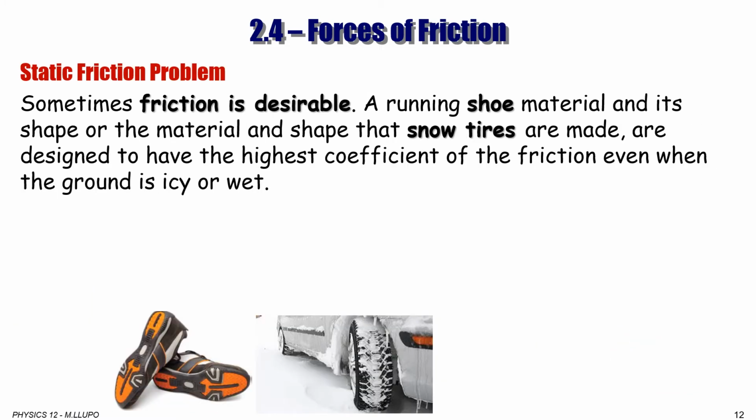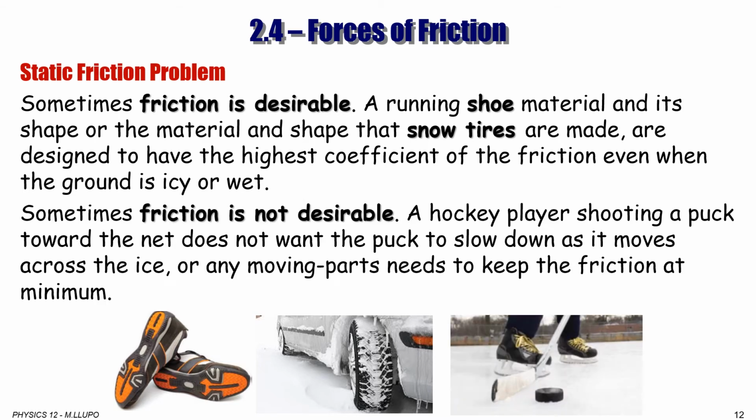As a conclusion, we can say friction sometimes is desirable. Running shoe material and shape, and the material and shape that snow tires are made of, are designed to have the highest coefficient of friction even when the ground is icy or wet. That's why winter tires are designed differently and use different, softer material. Sometimes friction is not desirable.